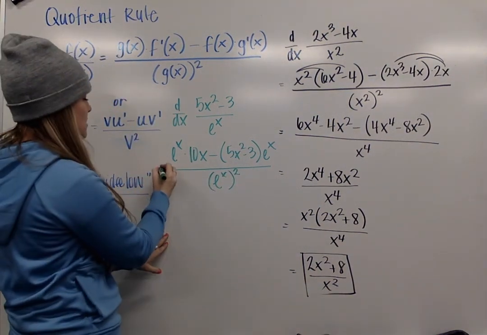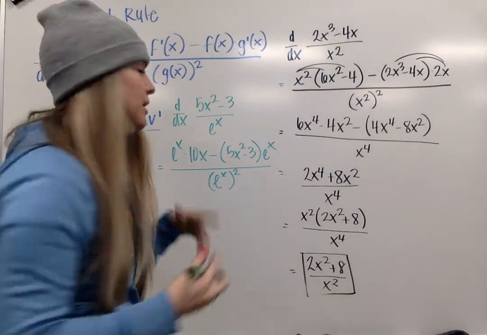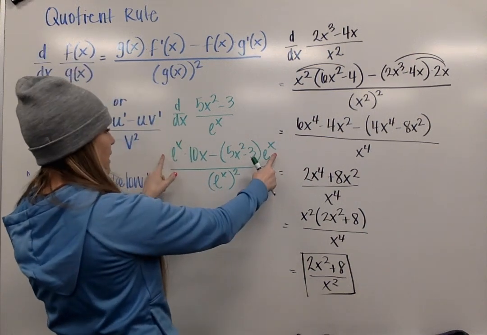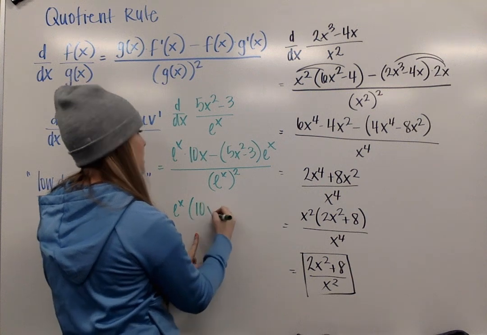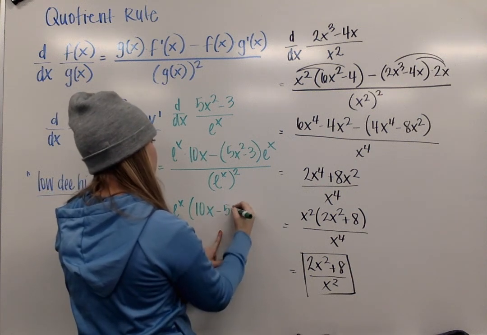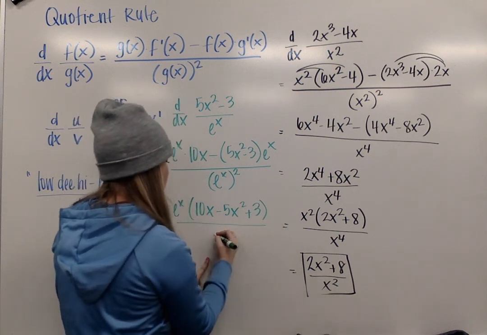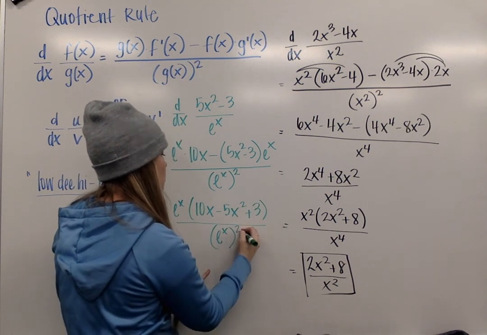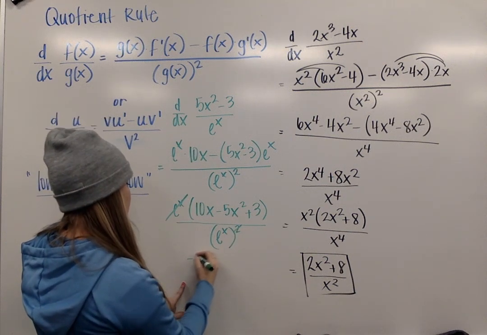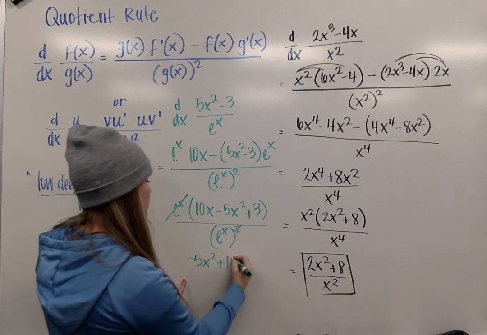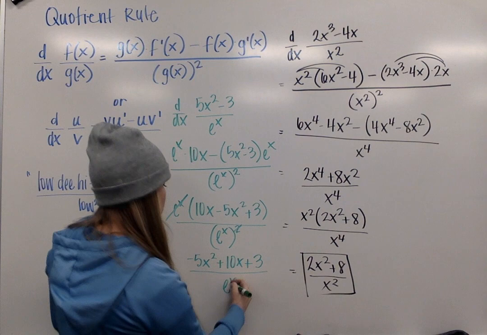Okay, at this point, if it's just take the derivative, you're done, you're good to go. I'm going to go ahead and simplify. I can factor out this e to the x here. So I'm going to have e to the x times 10x minus 5x squared plus 3 all over e to the x squared. My e to the x and my square cancel, and I get negative 5x squared plus 10x plus 3 all over e to the x.